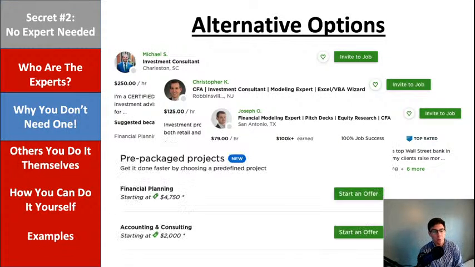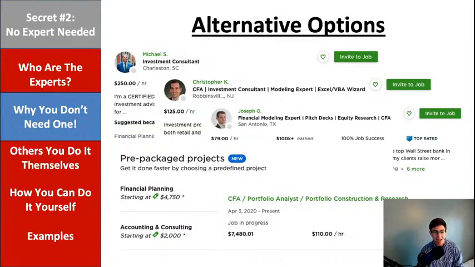Guys, look, their pre-packaged projects start at $4,750, just to sit down with you and help you plan your finances. Also, look, this person here, I believe this is Michael S. When I went through his job list, he's working with someone to help them build their portfolio. And guess what? He's charged them $7,500 for that.